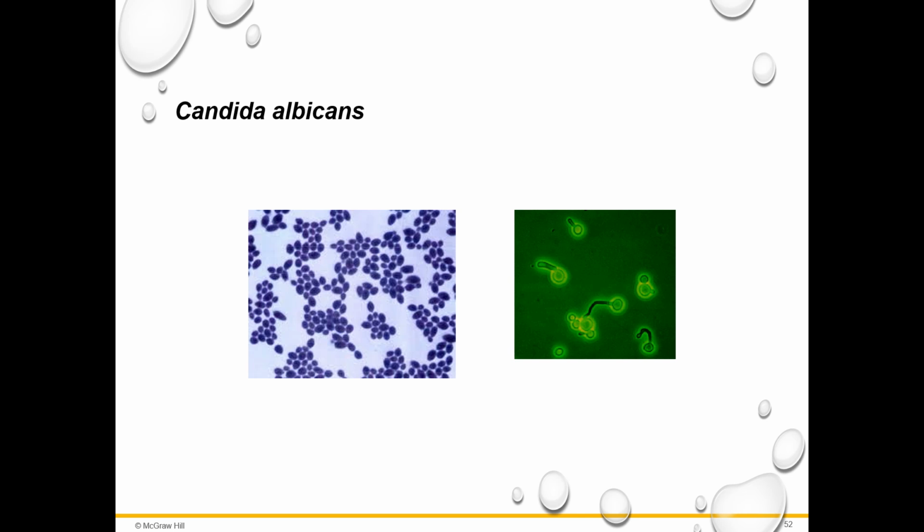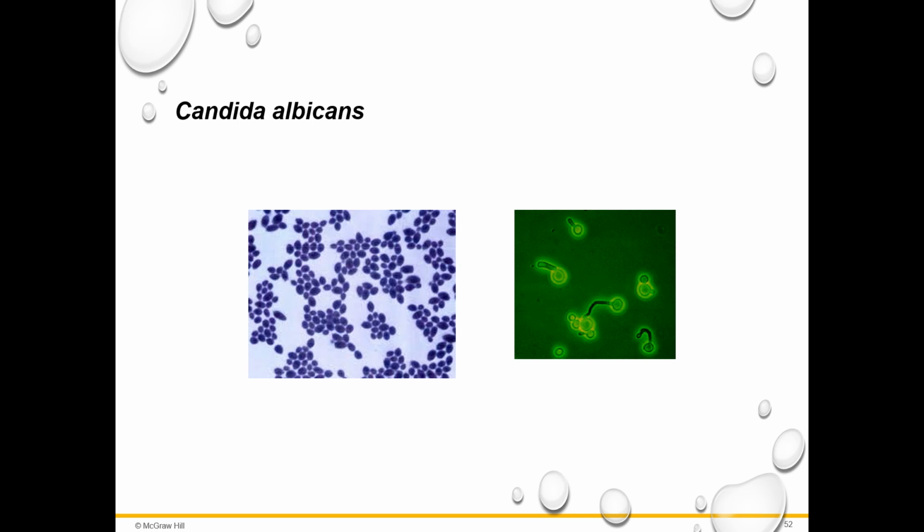For signs and symptoms, there's going to be extreme itching of the vagina, and sometimes you will see a white discharge, and sometimes it looks clumpy. Some people compare this discharge to cottage cheese-like discharge, so it's really clumpy and nasty. The vagina itself is going to be inflamed and red and really itchy.